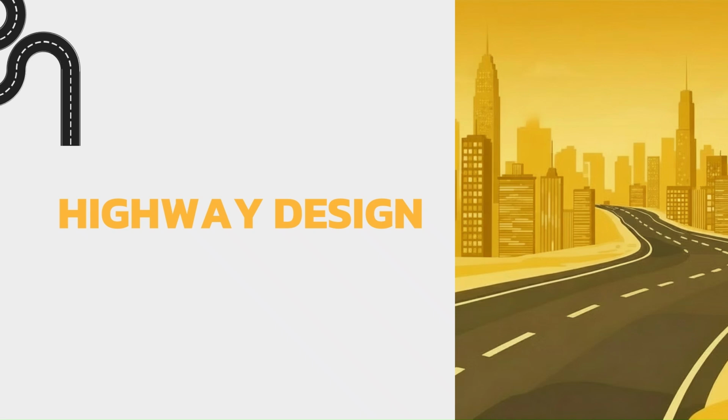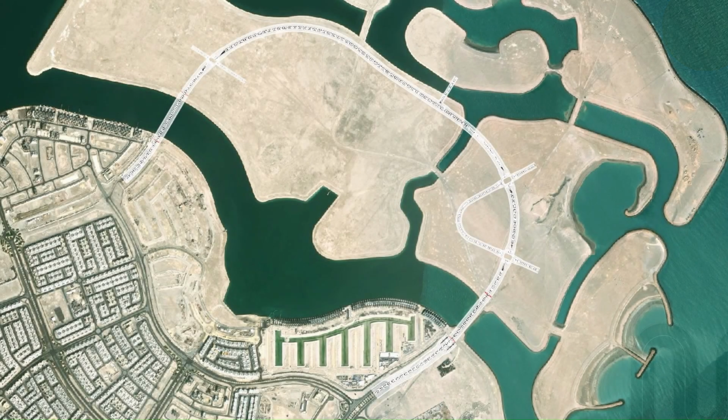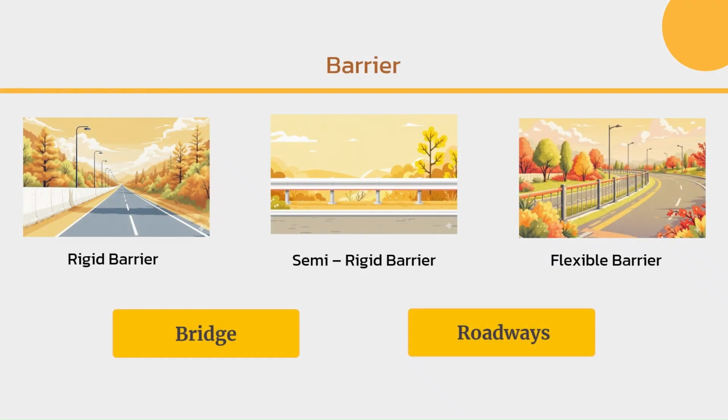For the highway, we have used Civil 3D to design it, and we have followed the Bahrain Road Design Manual standards in our calculations. And this is our main layout that we have designed in Civil 3D. Moving to the barrier, we have used a rigid barrier for the bridge, and we have used semi-rigid barriers for the roadways, and this is following the BRDM specifications.